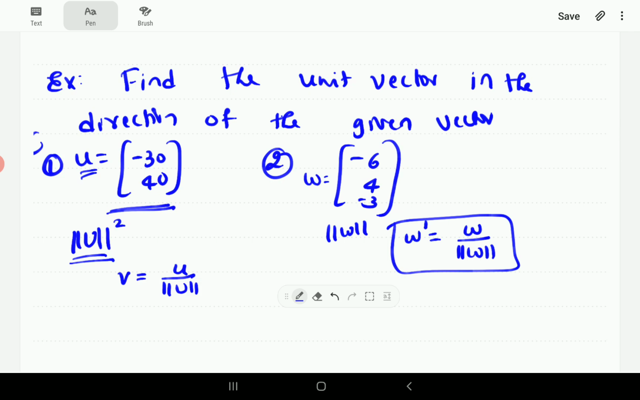Maybe in the next video we'll continue the discussion. We will be discussing orthogonal sets and some of their properties, and how they are related to linear dependency. All that discussion we will do in the next video.